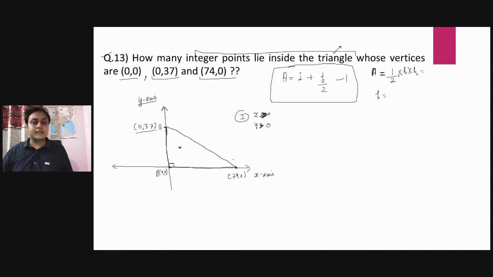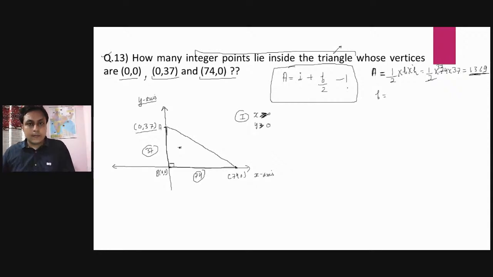Here the base is 74 and the height is 37. So half of base into height means half of 74 into 37. 74 by 2 is 37, so you have to find 37 square. 37 square is 1369. Got it, guys? Tell me.